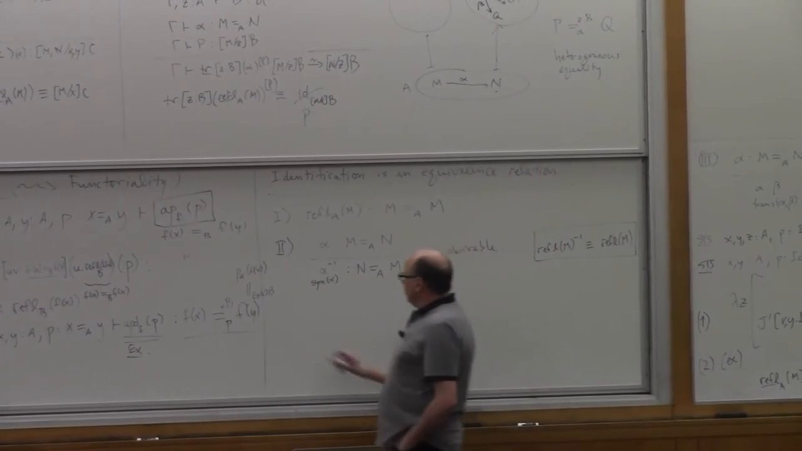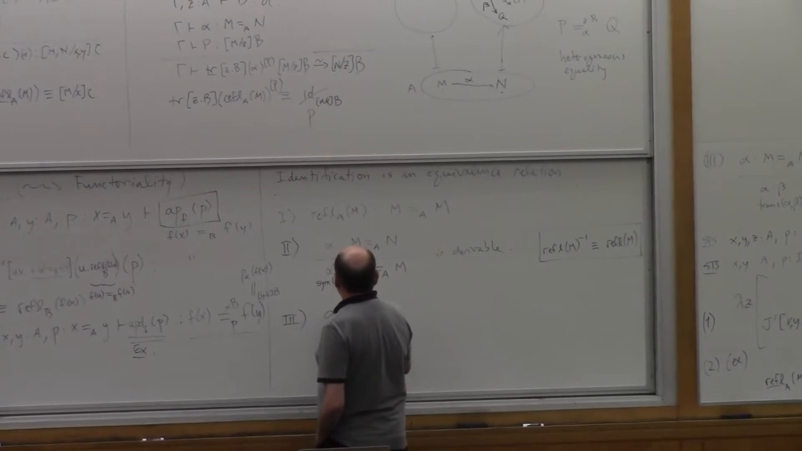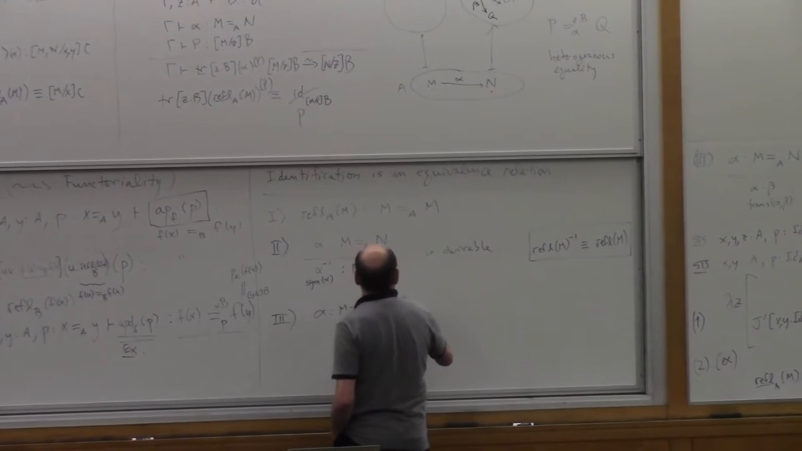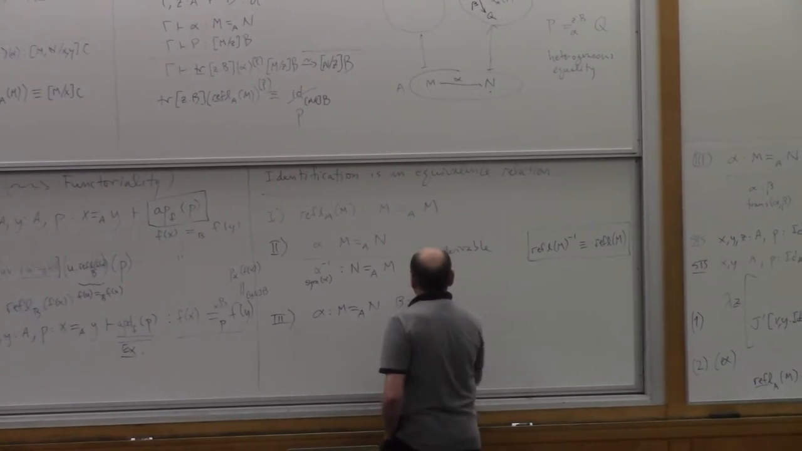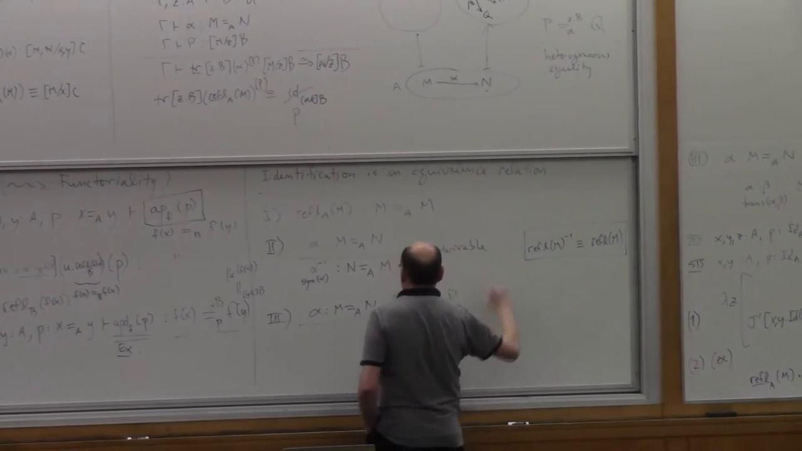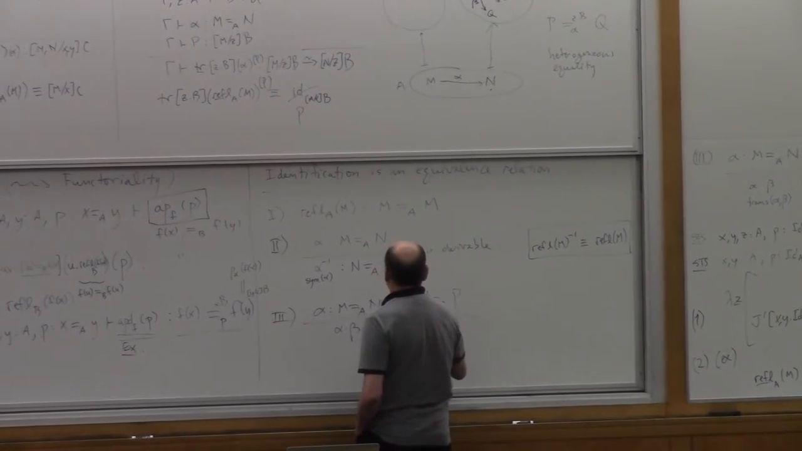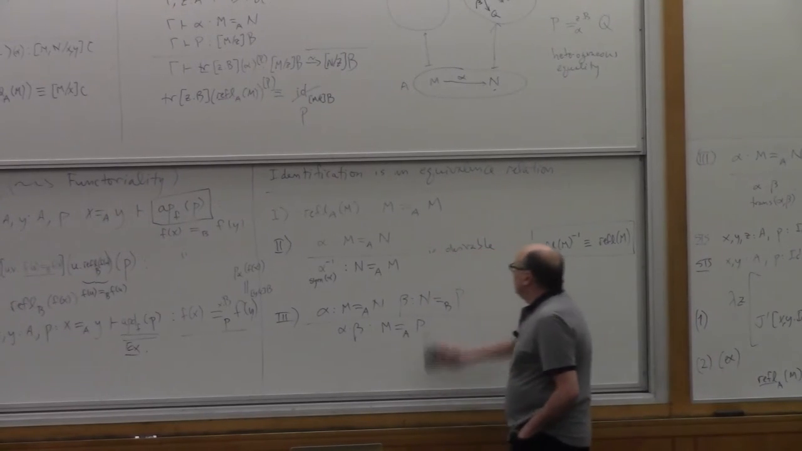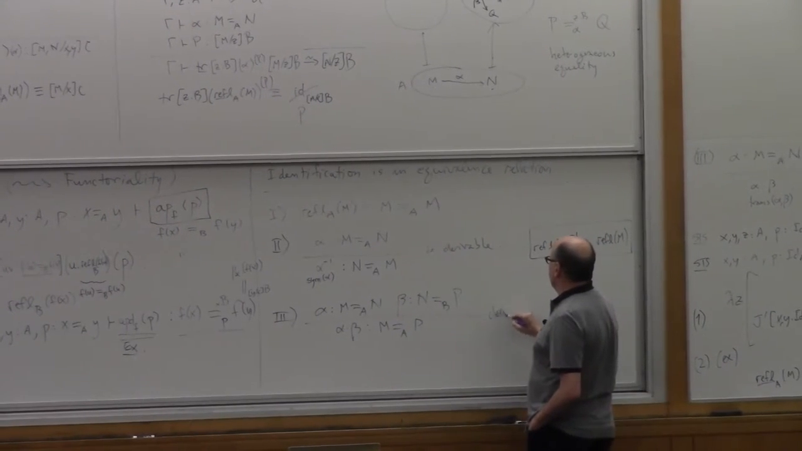And I'm going to put over here a reminder that we have transitivity, which says if I have an identification of M and N, and if I have an identification of N and P, then by the argument that I'm about to erase, I have an identification called alpha dot theta, which identifies M and P. So we'll remind ourselves of that, so that's also derivable.